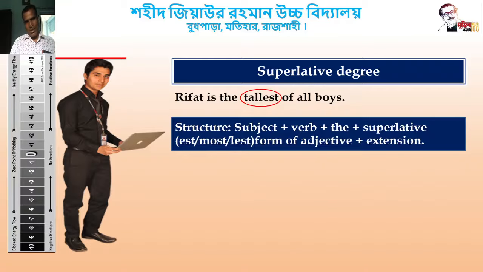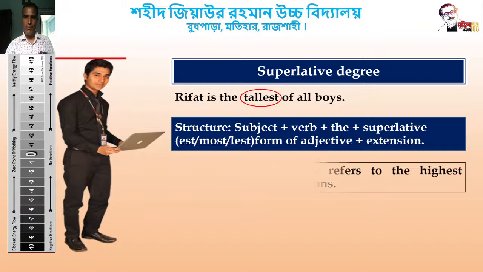So you can already understand that the structure of the superlative degree is subject plus verb plus the plus superlative form of adjective and extension. Dear student, you must use the before the superlative form of adjective. Again, follow the example. Rifat is the tallest of all boys. Here the must be used before the word of superlative form.